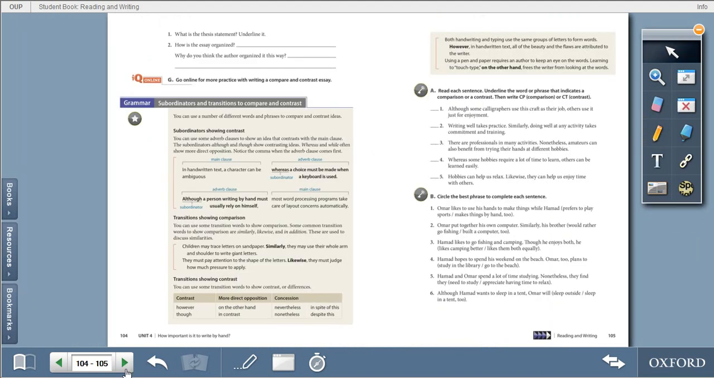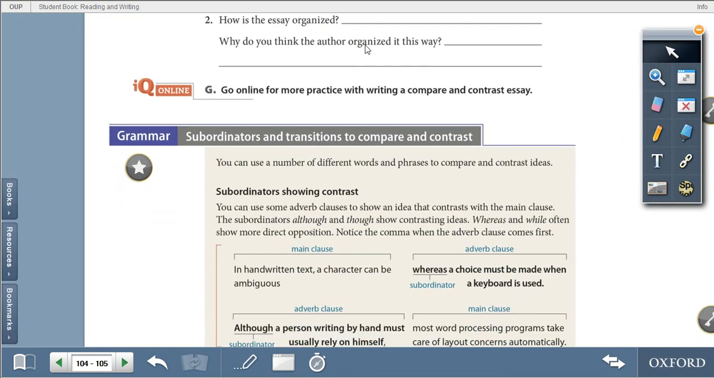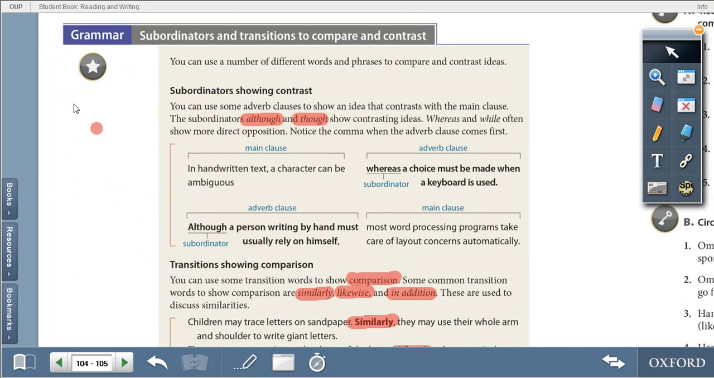Let's move to the next page. What is the exercise? Here, what is the thesis statement? Underline it. You have to underline the thesis statement. How is the essay organized? Point by point, or similarities and differences? Why do you think it is organized in this way? Yes, you have to give a reason. Now we have to move to the grammar portion.